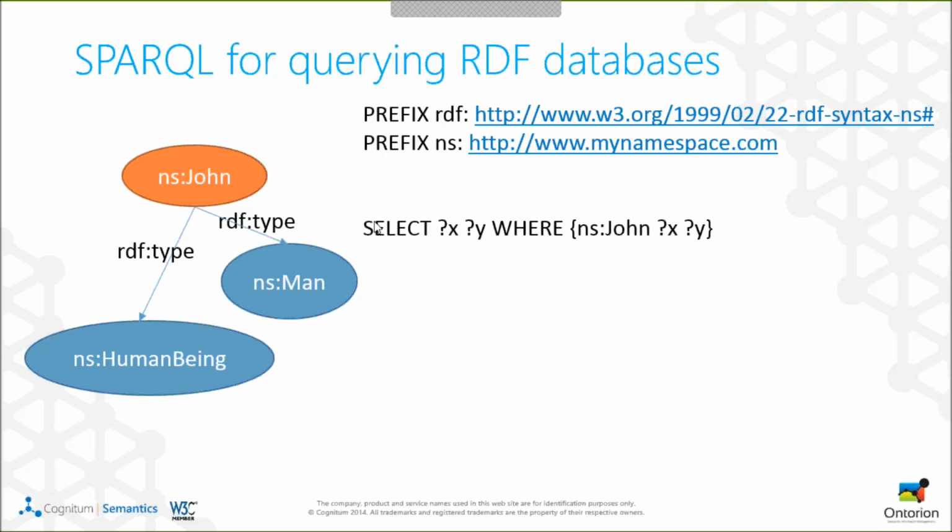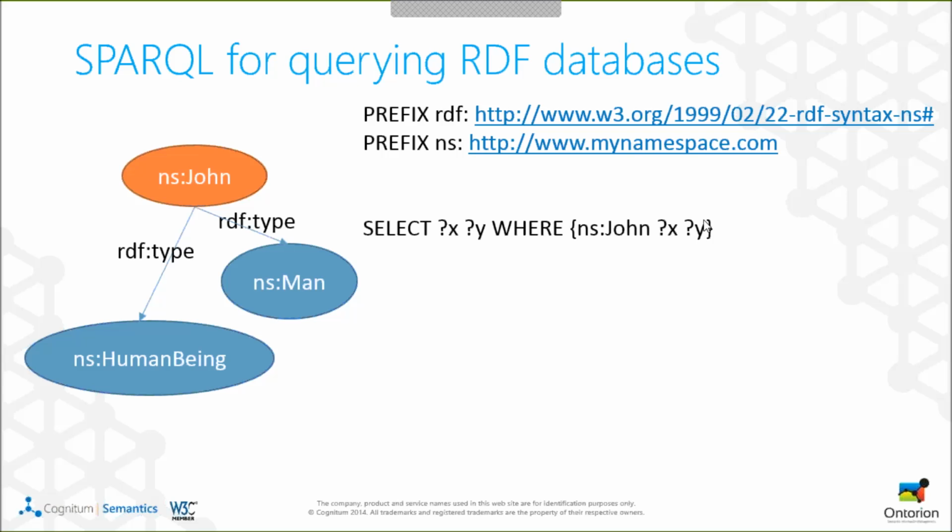Okay, and then you ask a query, and you said select. Here, this is the way in which you define variables in SPARQL. So it's question mark X, question mark Y, and then you say where, and then you say this is the graph pattern that you want to search for. So you want to search for a node that is called my namespace /John, and then you are searching for relationships, links from John, a link that is called question mark X to some value or some instance question mark Y.